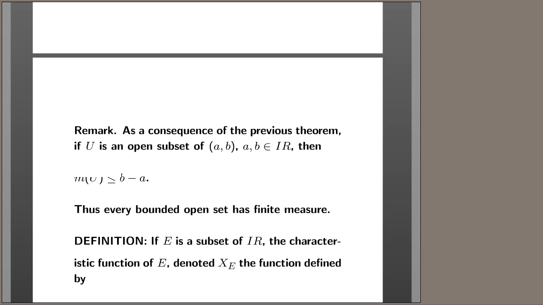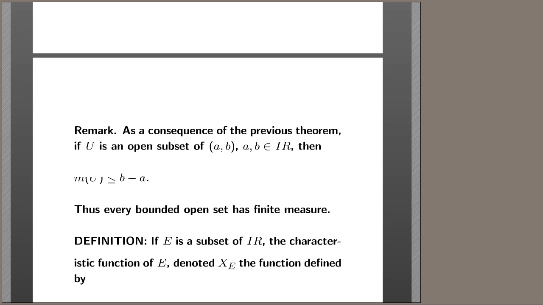As a result, we can say that if U is an open subset of the open interval A to B, then obviously the measure of U is less than or equal to B minus A, by what we proved, because the measure of A to B is B minus A and the measure of U is less than B minus A.